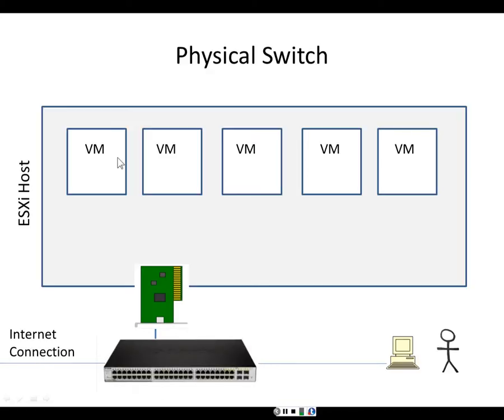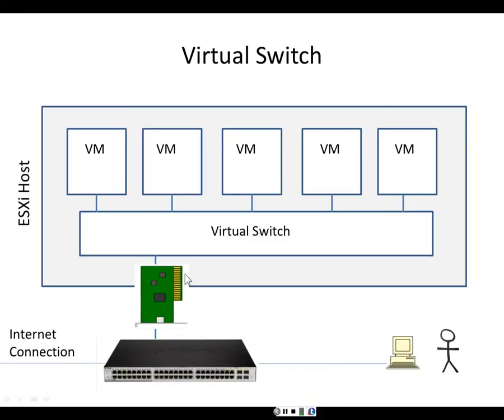So the question is, how do these virtual machines connect to this one physical network interface card? And the answer is we use a virtual switch. A virtual switch is a piece of software that connects virtual machines to virtual machines and connects virtual machines to the single physical network interface card, which connects to the switch, which connects to the users and to the internet.